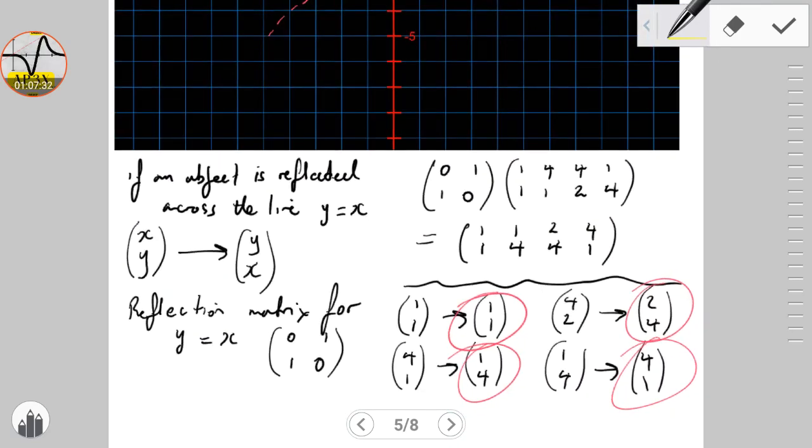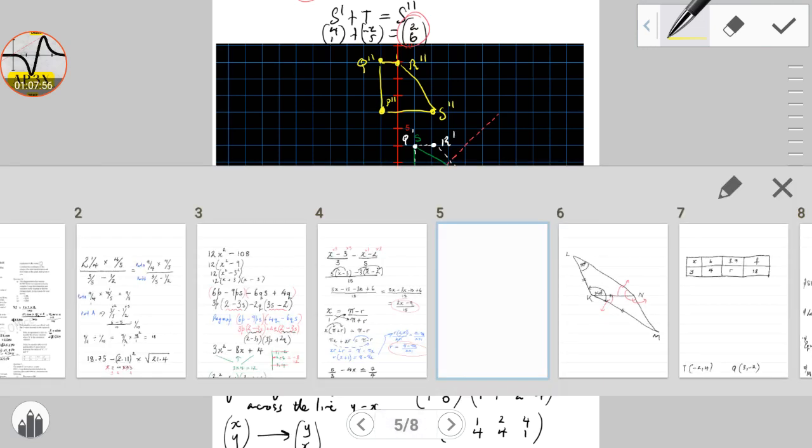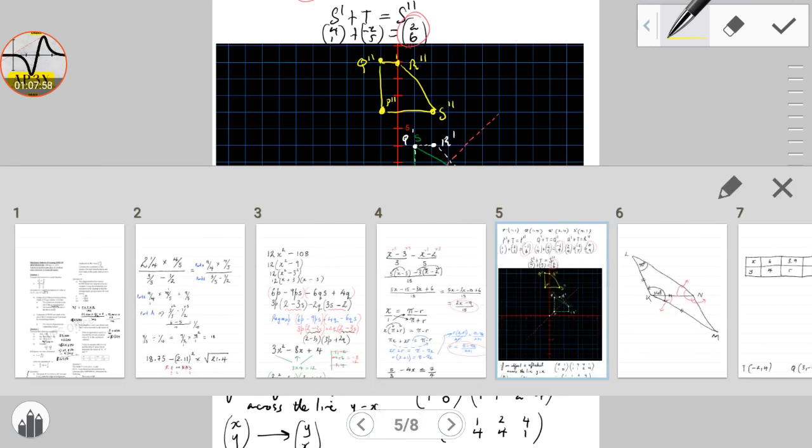Later on in future tutorials, we're going to learn that this particular type of combined transformation is known as a glide reflection. A glide reflection is a reflection followed by a translation, or vice versa, a translation followed by a reflection. All right, so fantastic. That is exactly how we get that job done there. So hopefully you got some clarity on that.